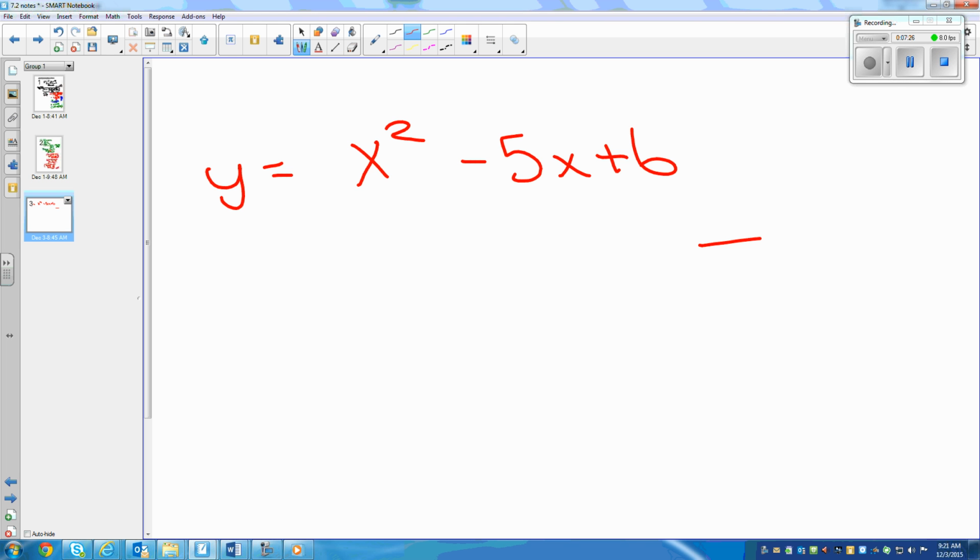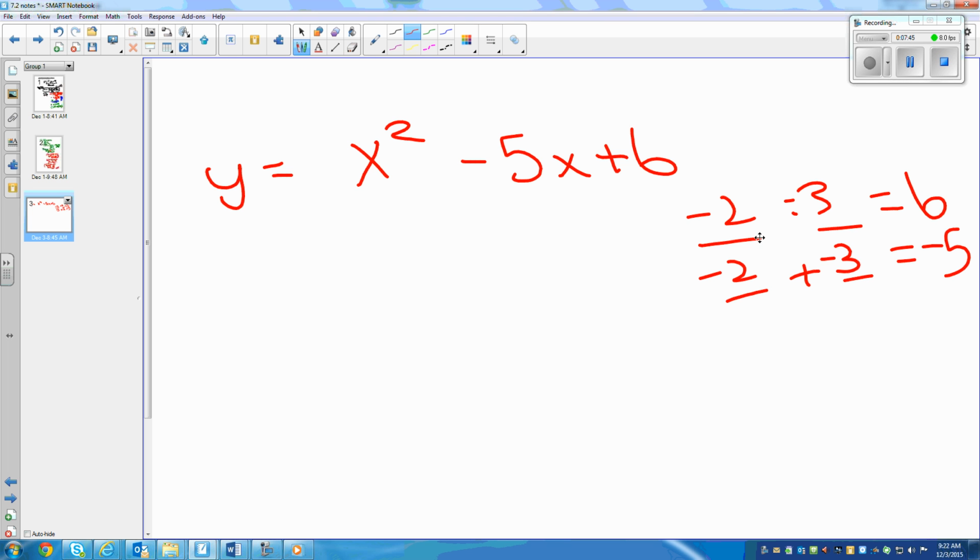You go, what times what gives me 6 and adds to give me negative 5? So what multiplies to give me 6 and adds to give me negative 5? Negative 2 and negative 3. You guys agree? I agree. 2 negatives make a positive 6. And then negative 2 plus negative 3 gives me negative 5. What do we do with these values? Okay, you actually put them in the factors. y is equal to x minus 2, x minus 3.